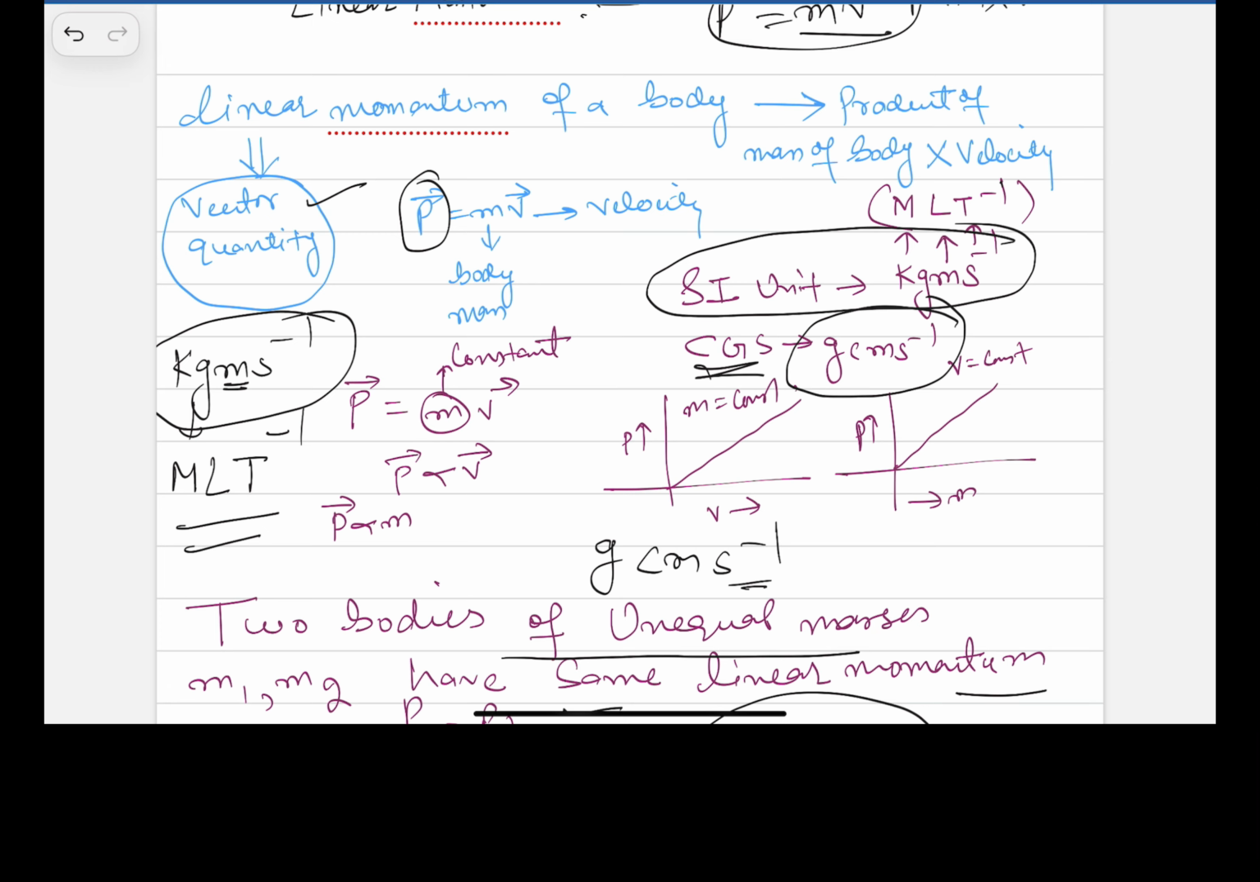As we discuss here, the linear momentum is equal to mass into velocity. For example, a body of mass m, an object having mass m moving with velocity v, has a linear momentum p. Linear momentum is also a vector quantity. As I have already discussed, its SI unit is kg meter per second. In CGS units, linear momentum is measured in gram centimeter per second. Its dimensional formula I have already discussed.